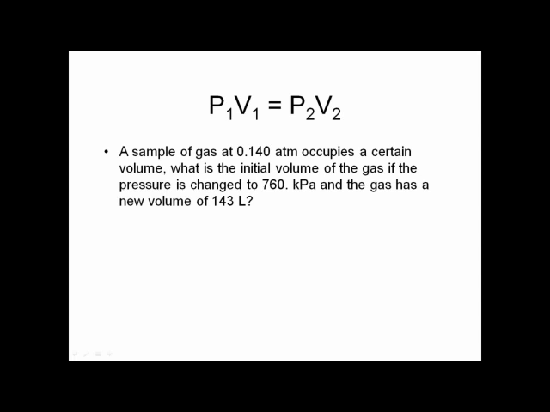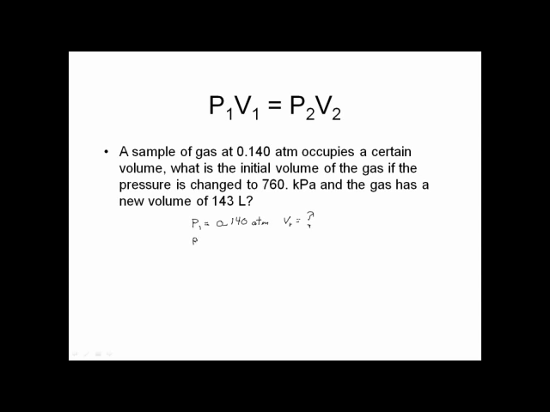Here we have a sample of gas at 0.14 atmospheres that occupies a certain volume. What is the initial volume? We are given an initial pressure, so our P1 is 0.140 atm. Our initial volume is what we are looking for.